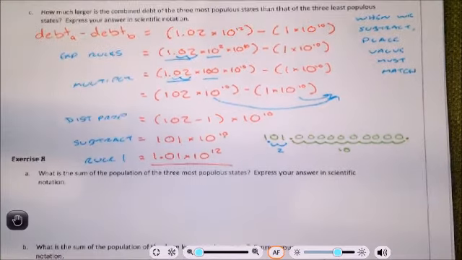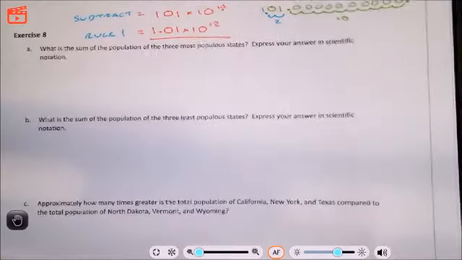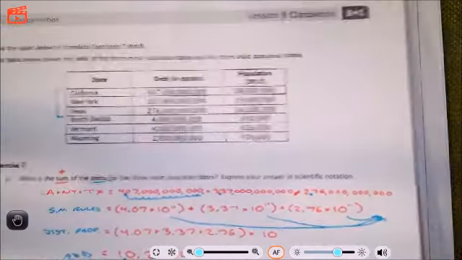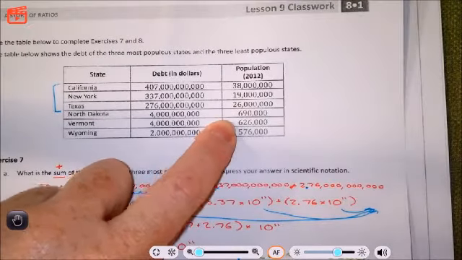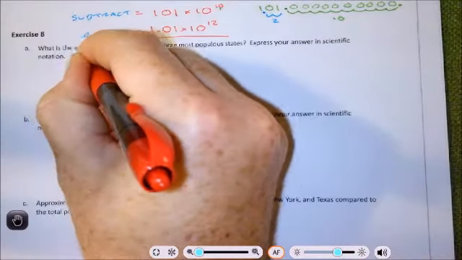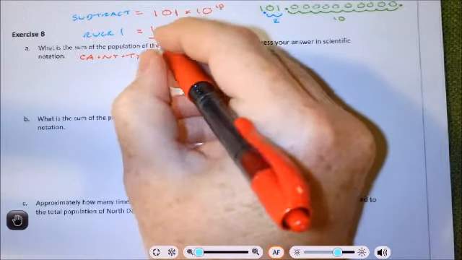Okay, you should have tried exercise 8 on your own. And now you're ready to check your work with me. We're going to do exercise 8 part A, which is the sum of the populations for California, New York, and Texas. So we need to go back to our table where we have the information. The information is right here on the table on page 86. And we need to do California population plus New York population plus Texas population.